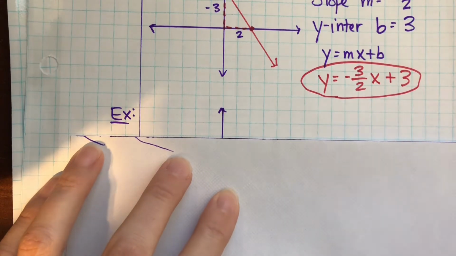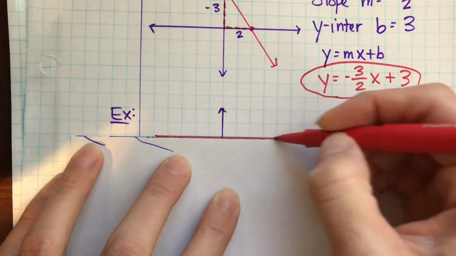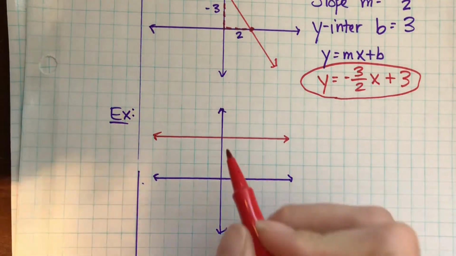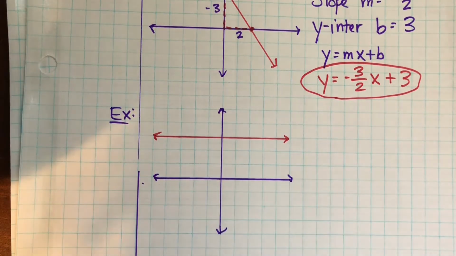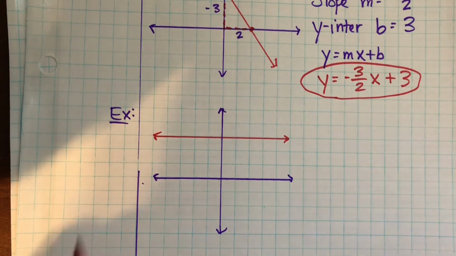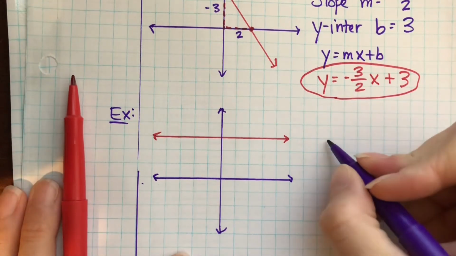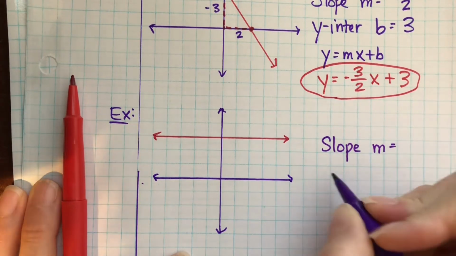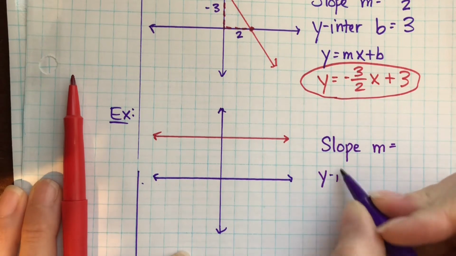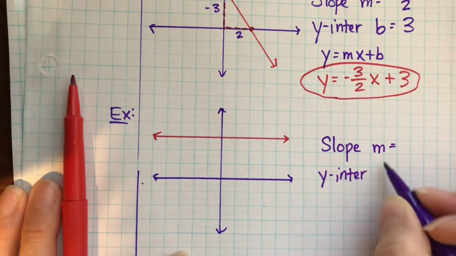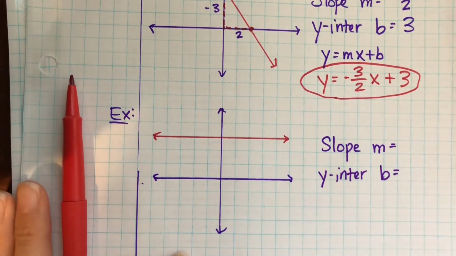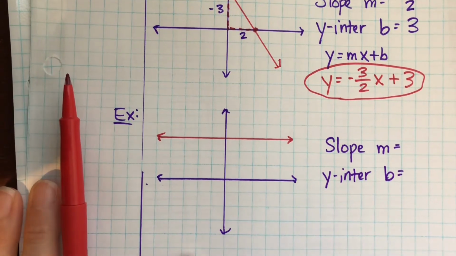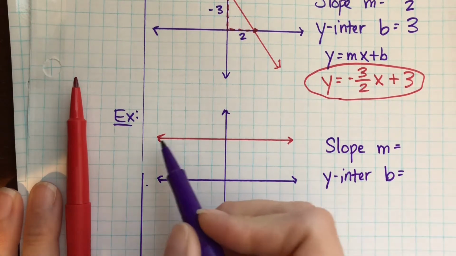So let's take a look here. Okay, so here's our line. It goes right through the y-axis at 3. We're going to find the slope of that line, and we're going to find the y-intercept, b.